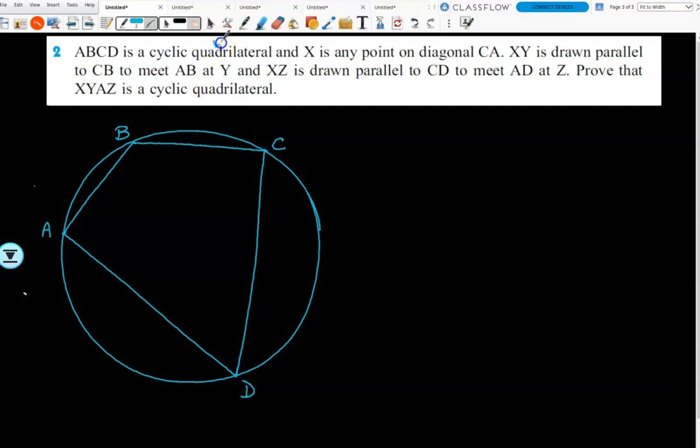We've drawn that it's a cyclic quad. Huzzah. X is any point on the diagonal CA. Well, let's connect C and A together. We've got that done. So we want to put X somewhere. Where do you want to put X? Tell me when to stop here. Okay, so we're putting X here.